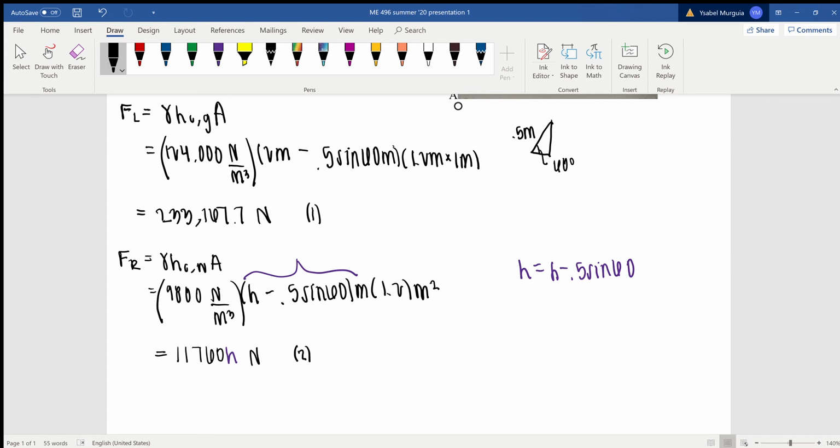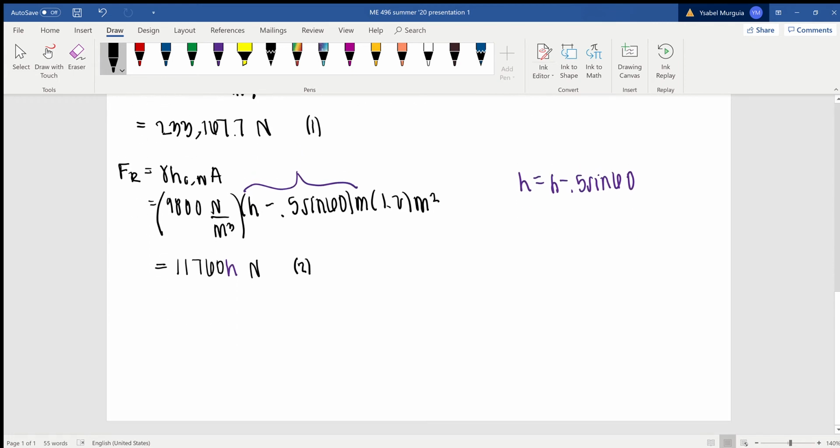Now I need to find the positions of each of these resulting forces. So starting with the one on the left, y sub RL. We have this equation given: y sub RL equals Ix sub c divided by y c A, plus y c.